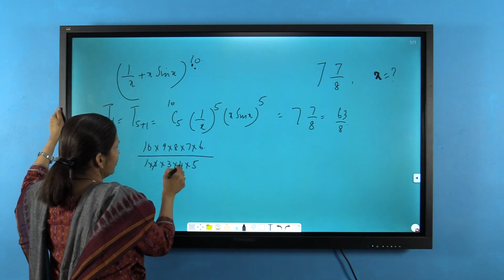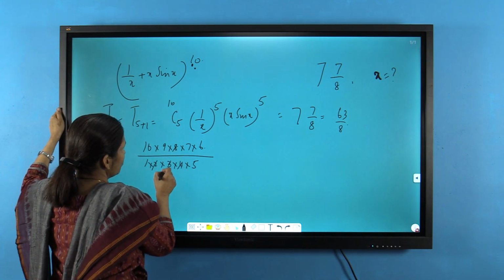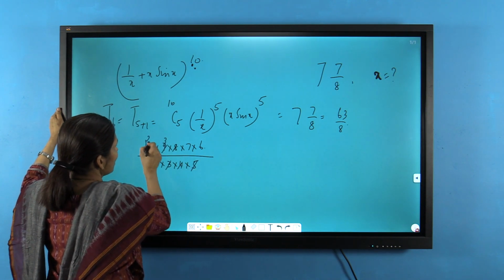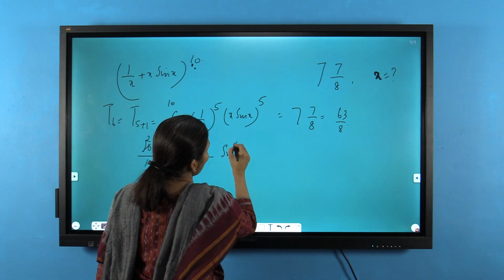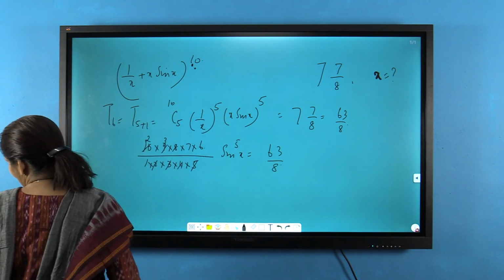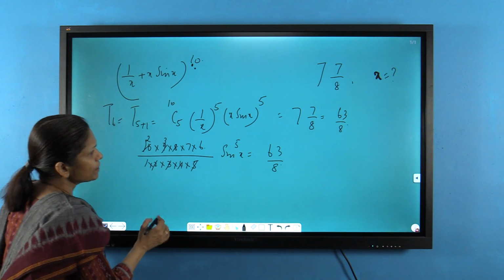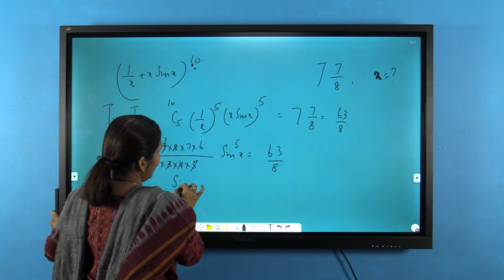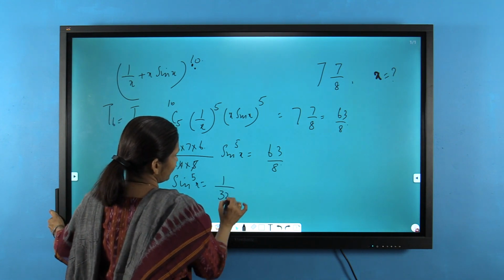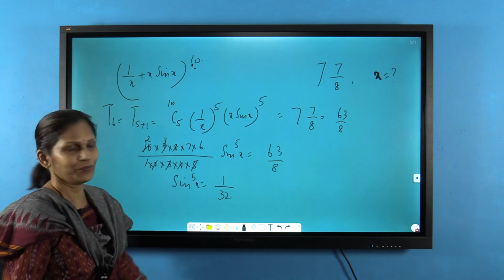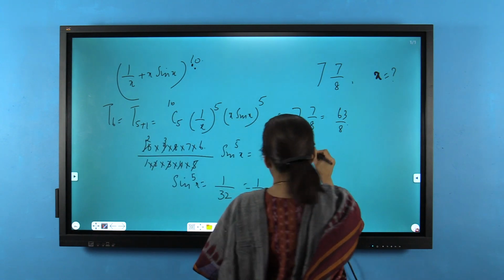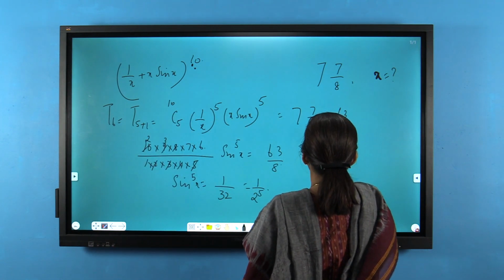So, you have these two cancelling. 3 goes into 9 three times, 5 goes into this two times, so sin raised to 5x is 63 divided by 8. So, what would you have? Simplify. You will have sin raised to 5x is 1 by 32. That is what you would get after simplification. What is 1 by 32? 1 by 2 raised to 5, making sin x as 1 by 2.